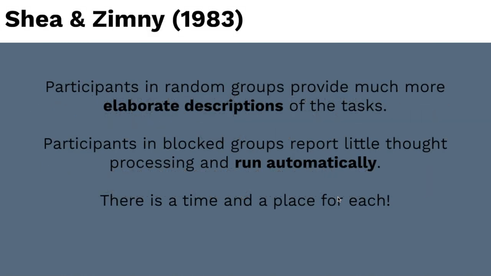From Shea and Zimny, 1983, we see that participants in random groups provide much more elaborate descriptions of the task. Participants in block groups report little thought processing and run automatically. Really interesting finding in my mind, because these both highlight that there is a time and a place for each. During practice, when learning is the outcome goal, elaborate descriptions from the athletes, in my mind, lead to great conversations about what is occurring. But there's also a time and a place that we want the athletes to run automatically. That'll obviously be in competition or leading into a competition. And so understanding how we can facilitate this through blocked and random practice organization becomes key.